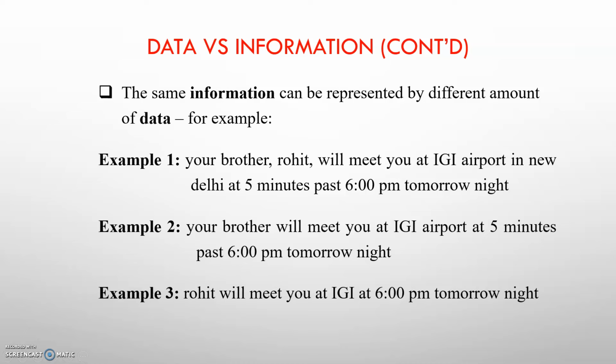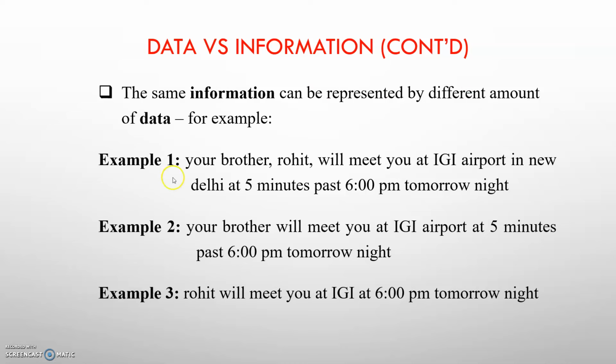So if I talk about data and information, many a times we just think that data and information are two synonym terms, right? But mind it, make it clear, data and information are two separate things altogether. Totally separate things. Okay, one may depend upon the other, but they are quite different. Now, for example, the information remains same, but the amount of data required to represent that information may change. For example, here are three examples given.